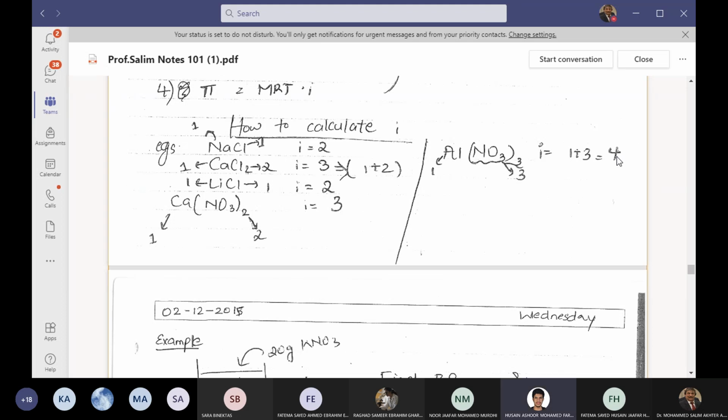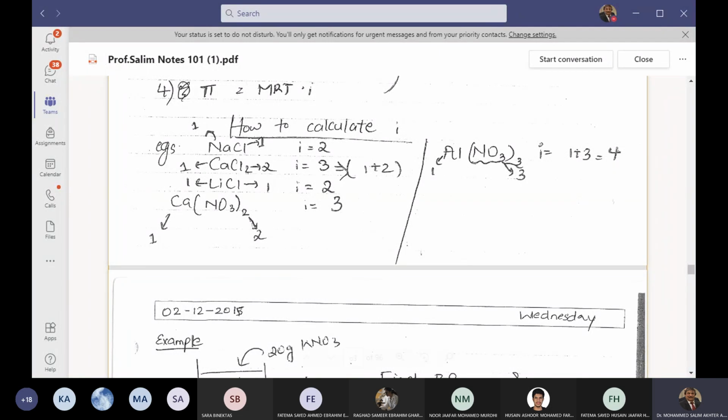Is it 5? Yes, 2 chromium and 3 sulfate. So be careful when you have any electrolytes. What are electrolytes? Strong acids, strong bases, and all the salts.